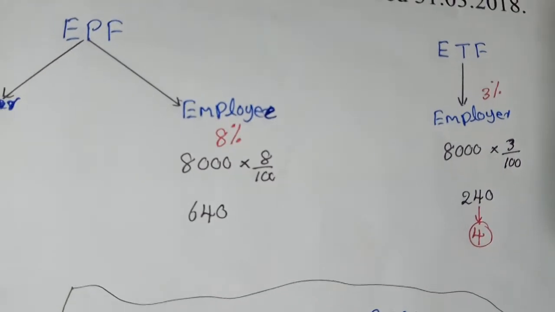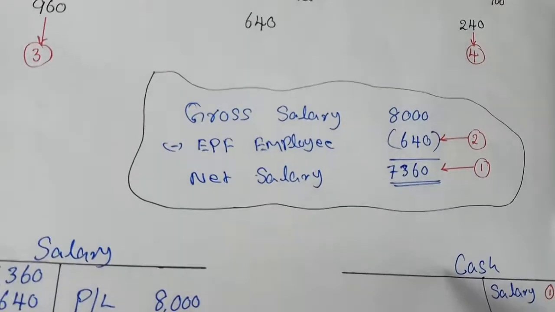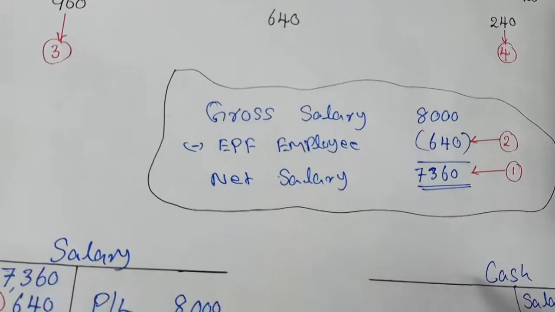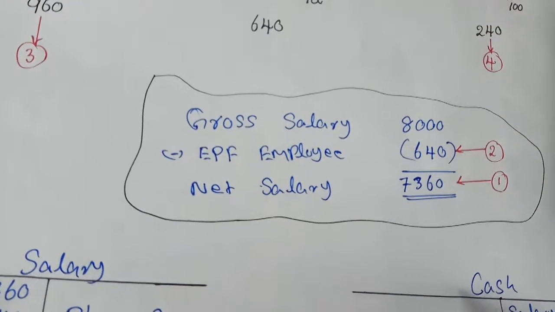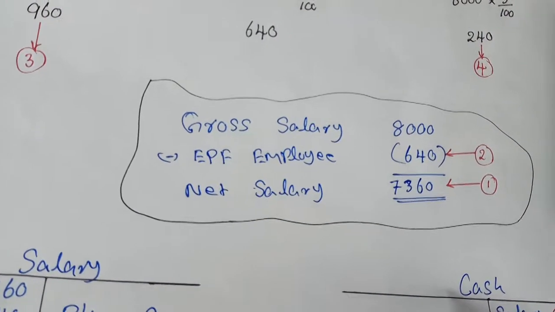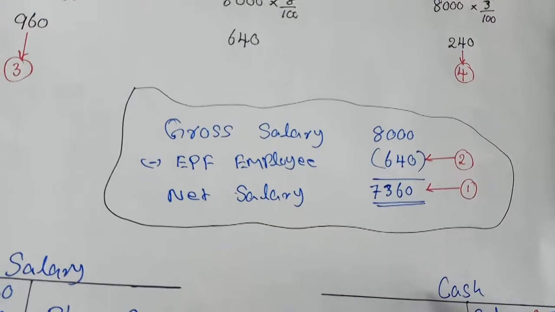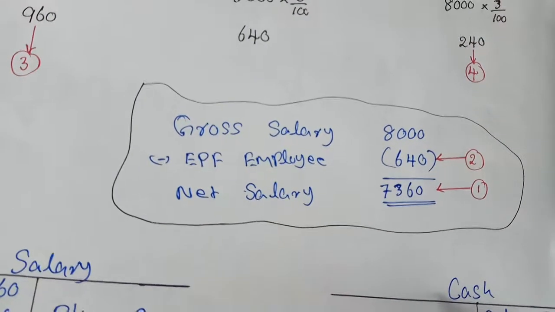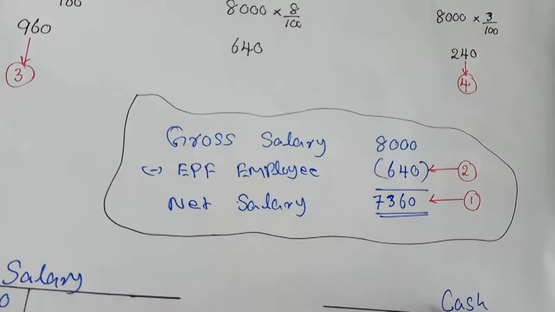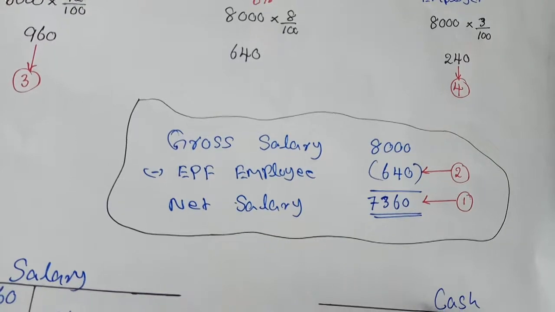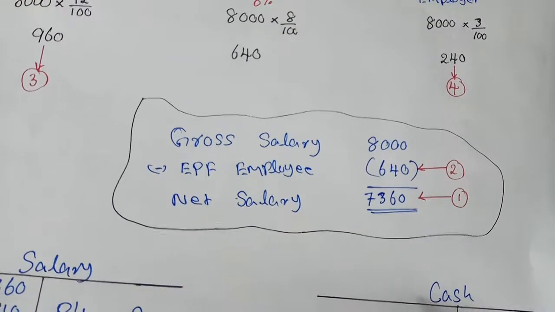Then when we are going to record in the ledger accounts, first think about when the business pays salary to the employees, net salary should be paid. Contribution of employee should be deducted from gross salary. Therefore, gross salary 8,000 minus EPF contribution of employee 640, net salary equals 7,360.